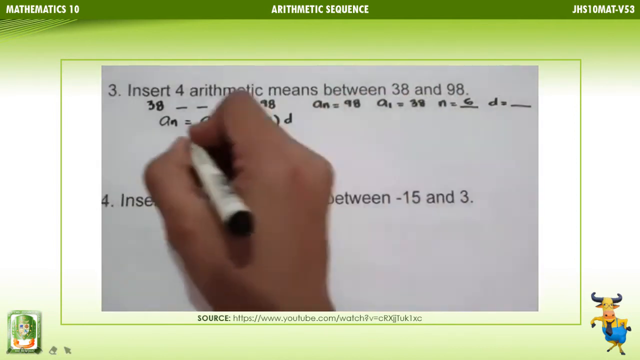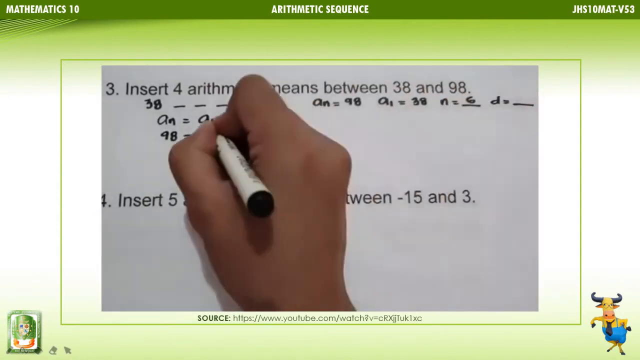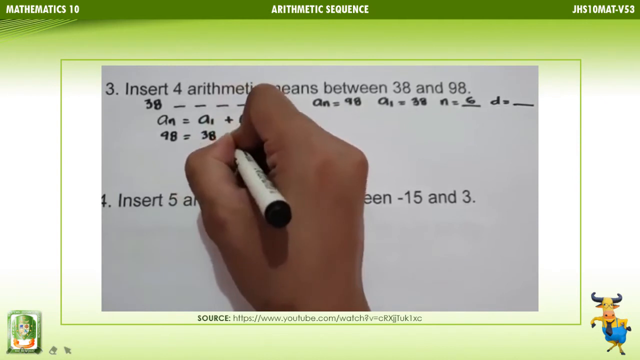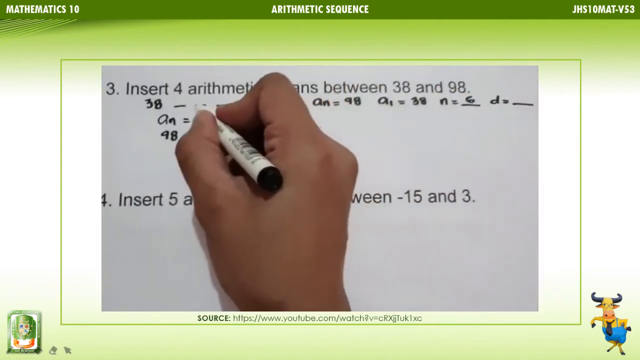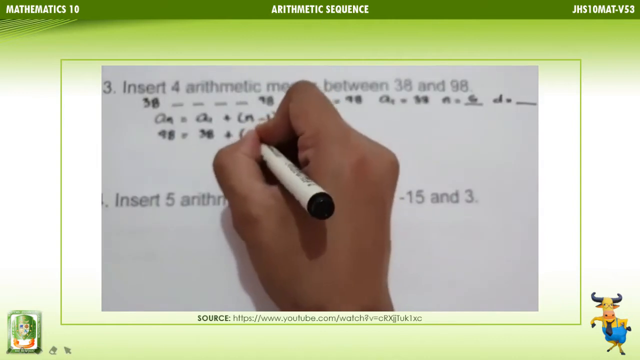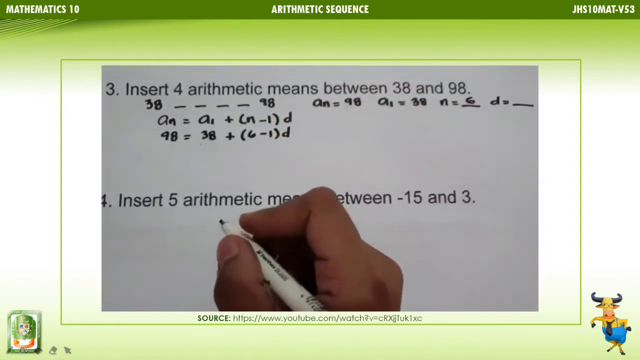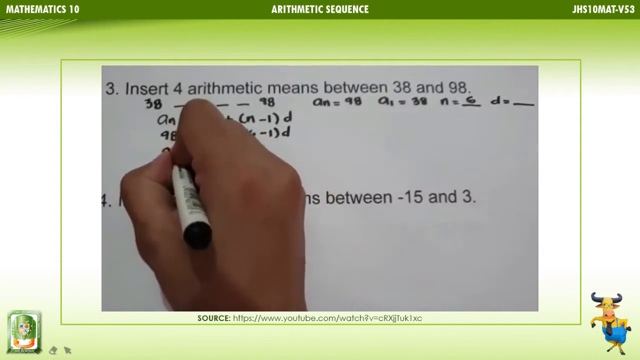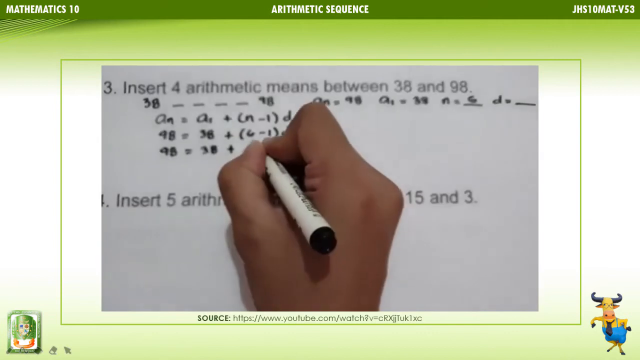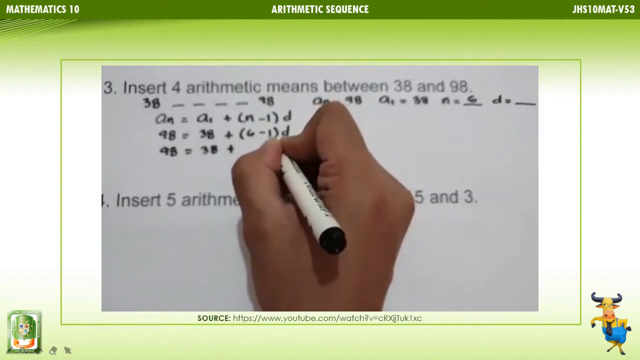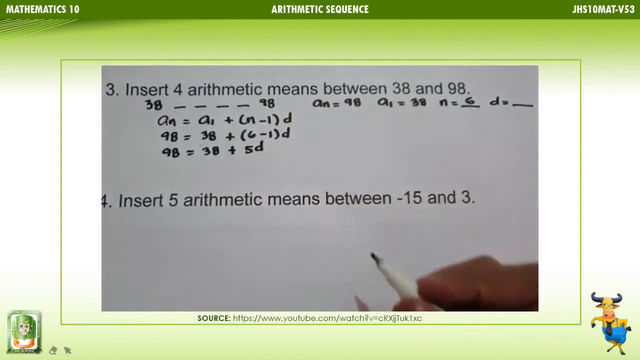A sub n will be 98 equals a sub 1 is 38 plus n, that is 6, because 1, 2, 3, 4, 5, 6, we have 6 terms. 6 minus 1 times d. And then let us simplify. 98 equals 38 plus 6 minus 1, that is 5, times d, that is 5d.